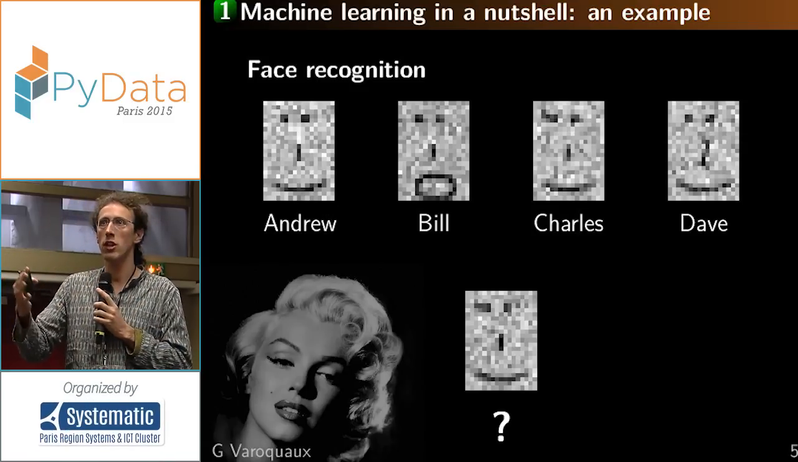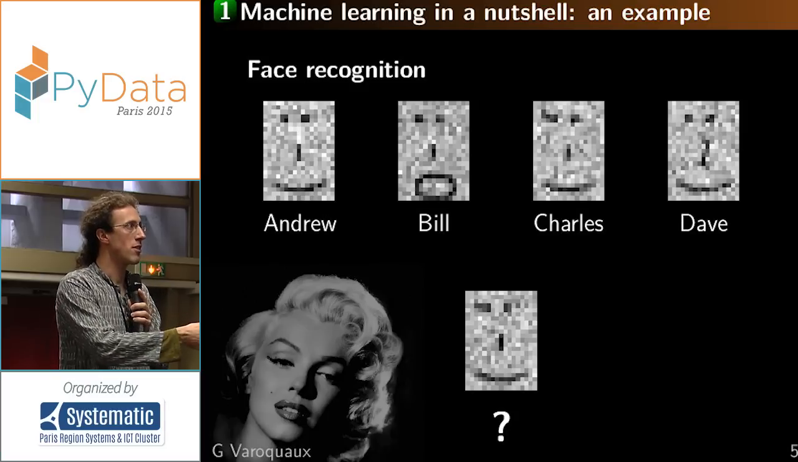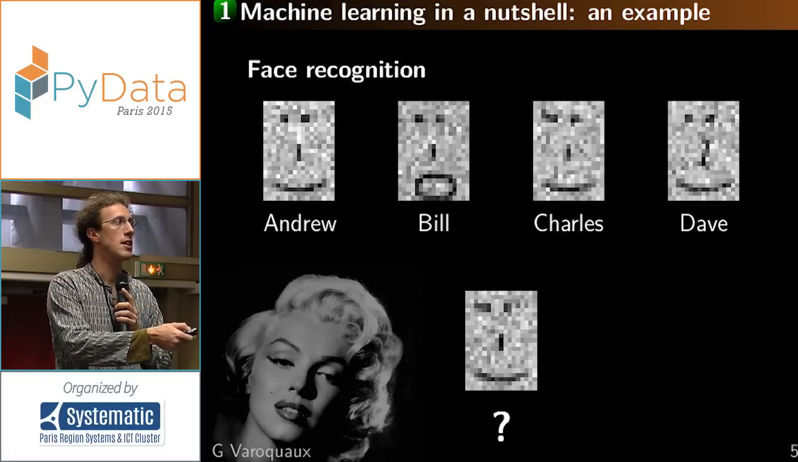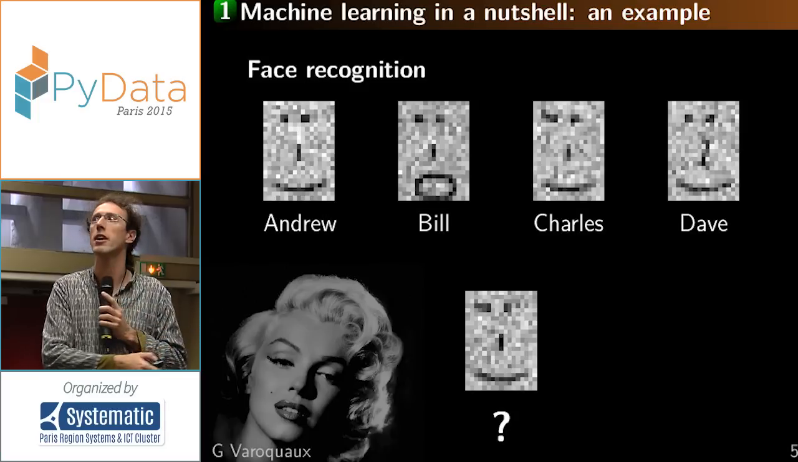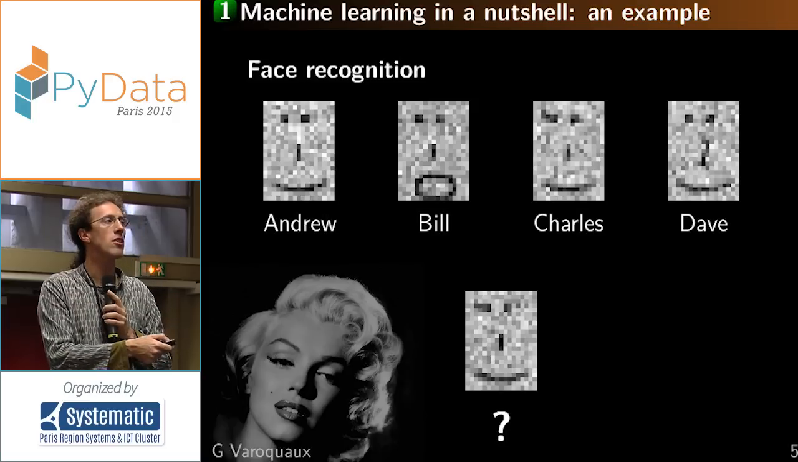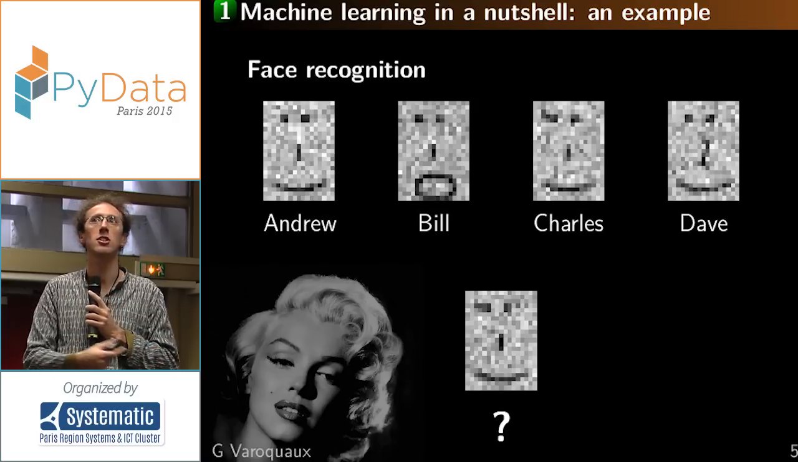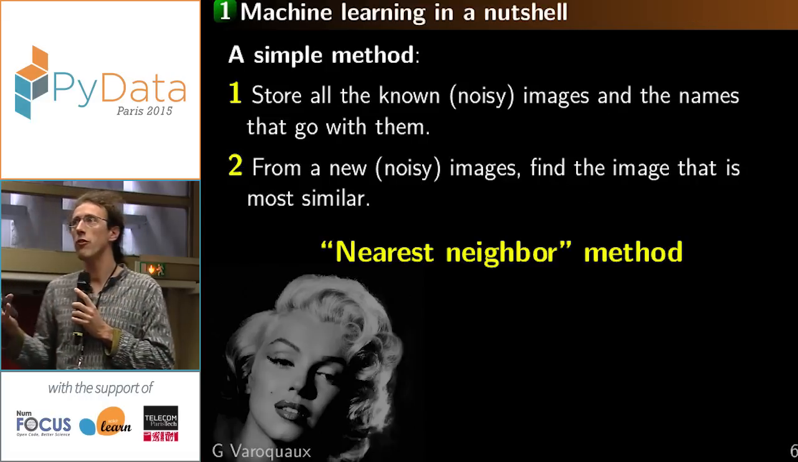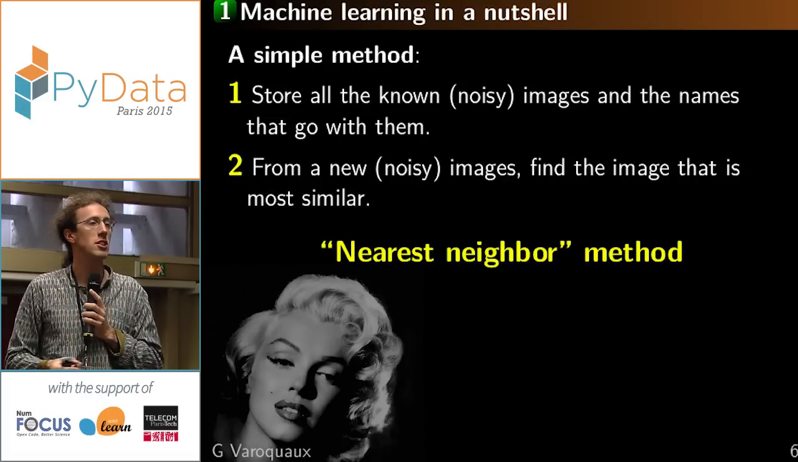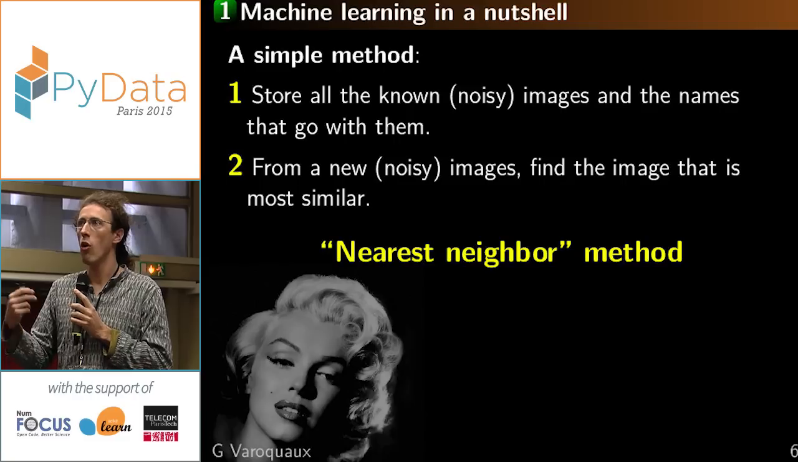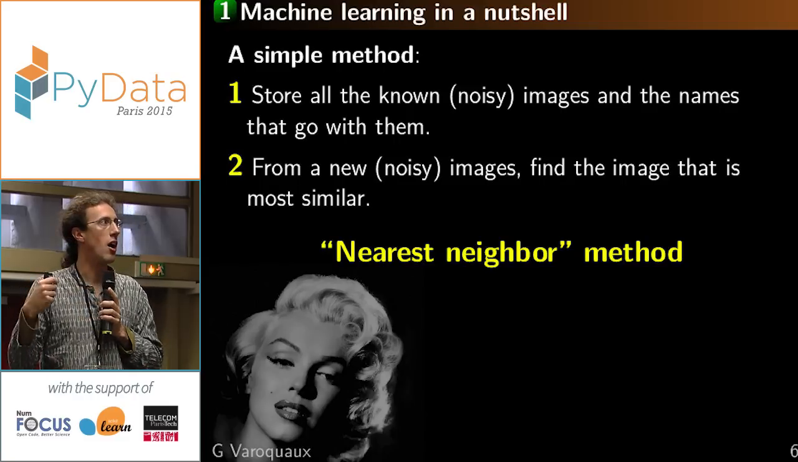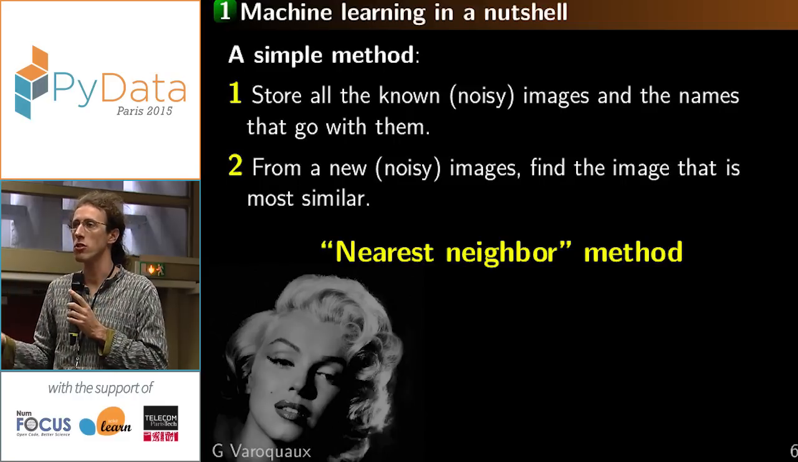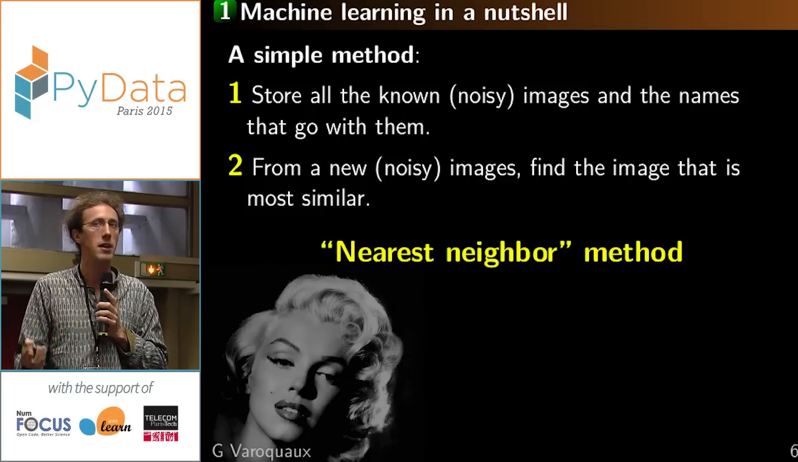And then the machine learning problem is, from this set of labeled images, can I learn how to recognize who this guy is? And it's not exactly the same image because there is a bit of noise. So there's a very simple method, which is to say, I'm going to store all the already labeled images of my friends in a database.